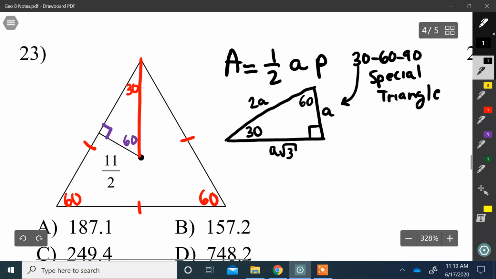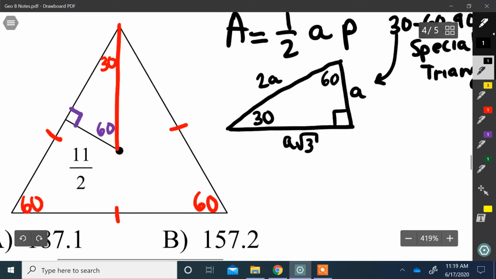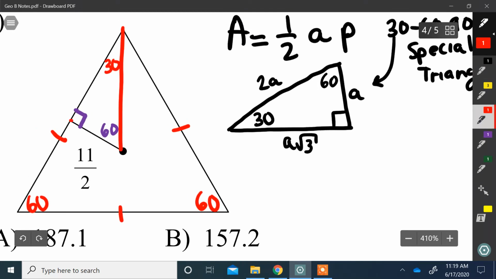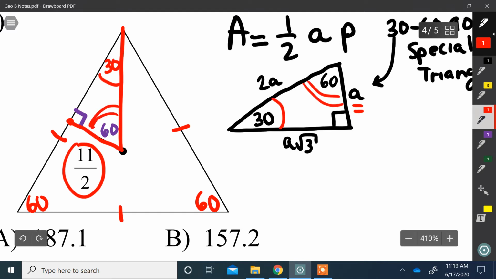Okay, all right. So let's try to understand what we have here. The a in this case is this right here, and it's 11 divided by 2, because this 30 is this 30 right here, and this 60 is this 60 right here. You just have to see it there. So if a right here is 11 over 2, then this a, I'm going to replace it with 11 over 2.